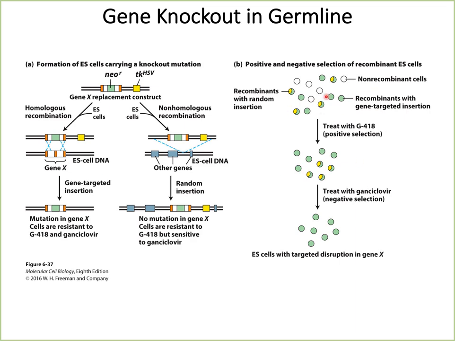So here is another way to look at it. You can see that the non-recombinant cells will not be selected. Recombinants with tandem insertion will have the thymidine kinase. On the other hand, the recombinant with a gene-targeted insertion will only have this green part. So when you do the selection with G418, it will select the thymidine kinase insertions as well. But if you select with ganciclovir, which is a negative selection, only the one with this will be selected. So this is another way to do a gene knockout in the germline.